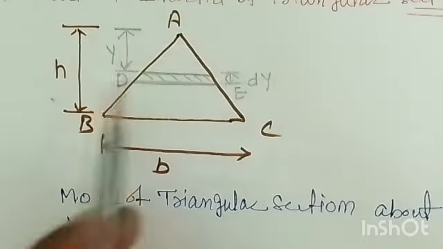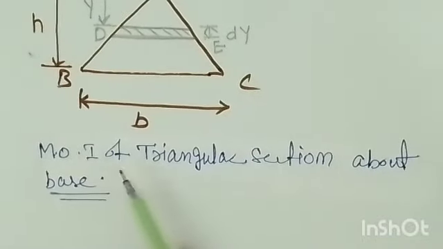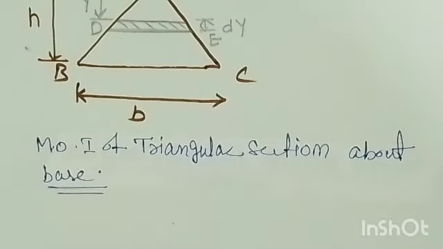First of all, you can write a statement: triangular section ABC, of base width B and height H.